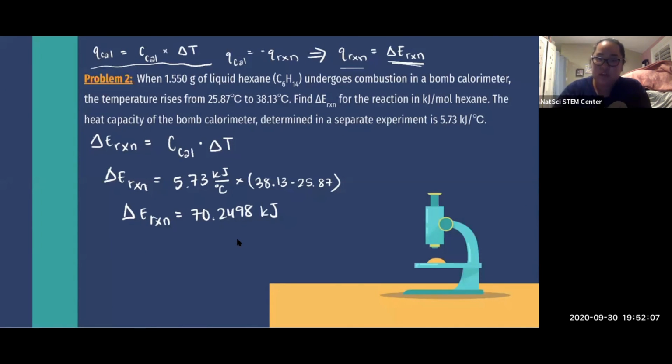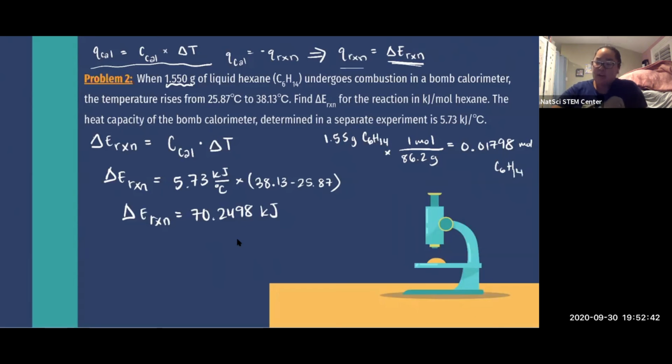Now what you have to do is use your 1.55 grams of hexane, C6H14, and convert it to moles. Just multiply across. It's 86.2 grams to 1 mole. You should get 0.01798 moles of C6H14.